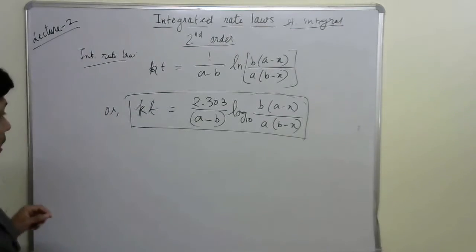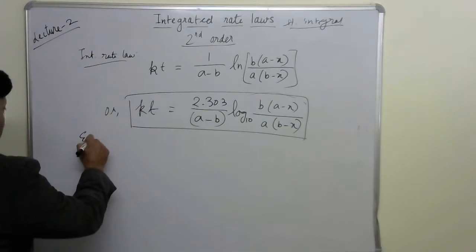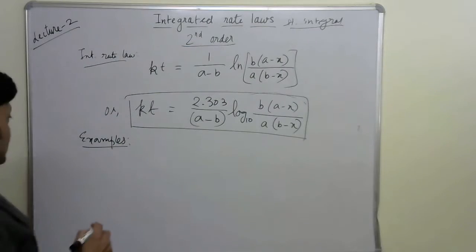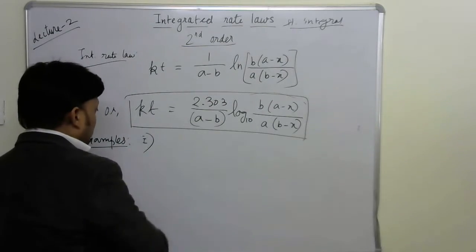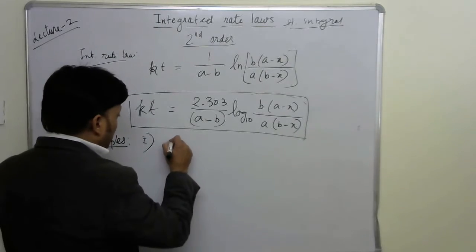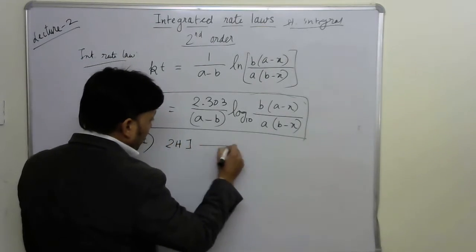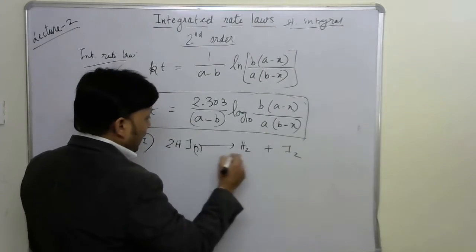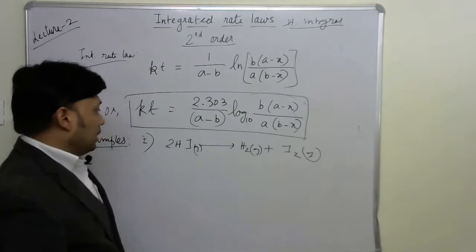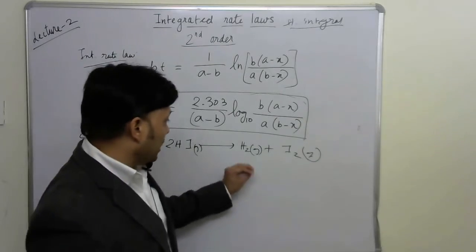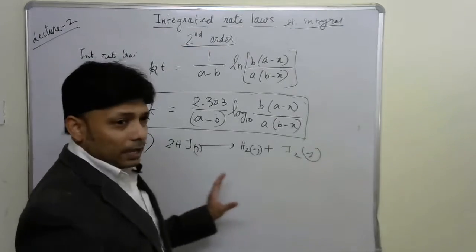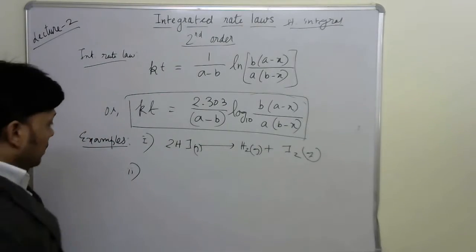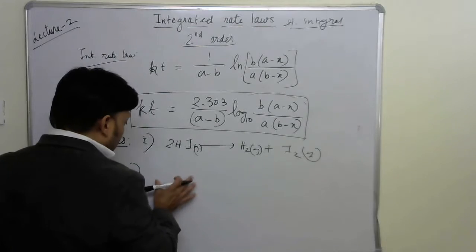So next we deal with the examples of the second order reaction. One of the examples that we have already dealt with, you remember that 2HI gives H2 plus I2. So these are all gas molecules. The dissociation of hydrogen iodide into gaseous hydrogen and gaseous iodine is actually an example of the second order reaction. And another second order reaction is the ester hydrolysis.